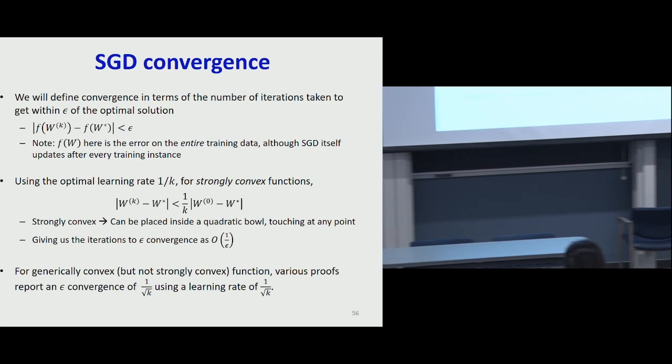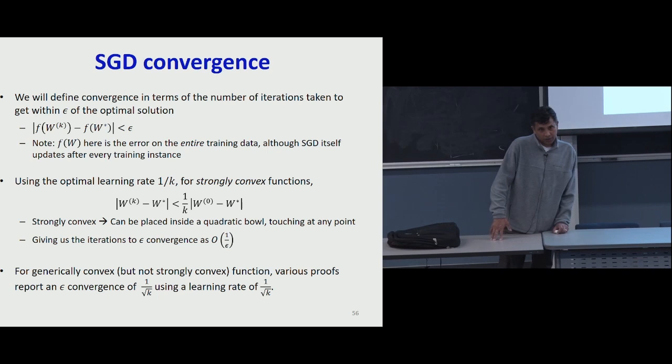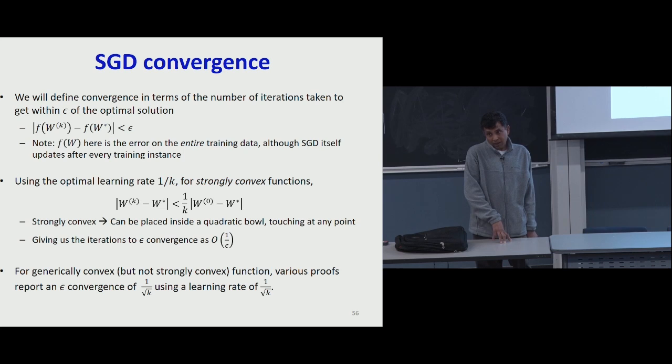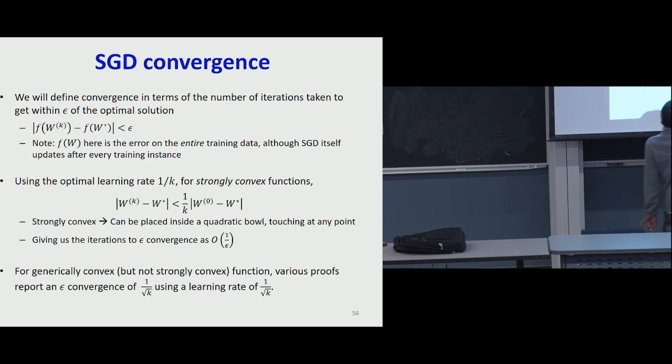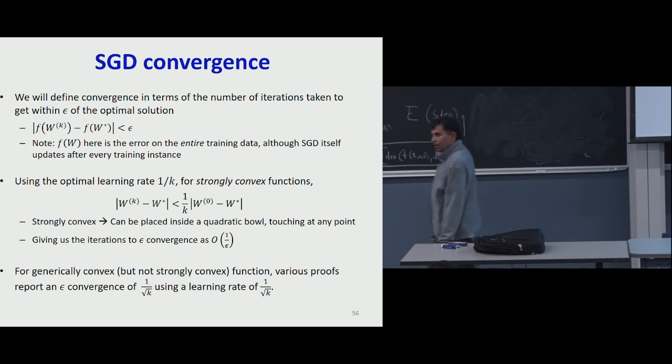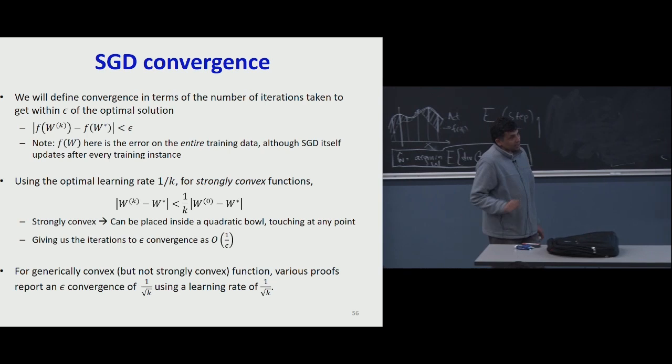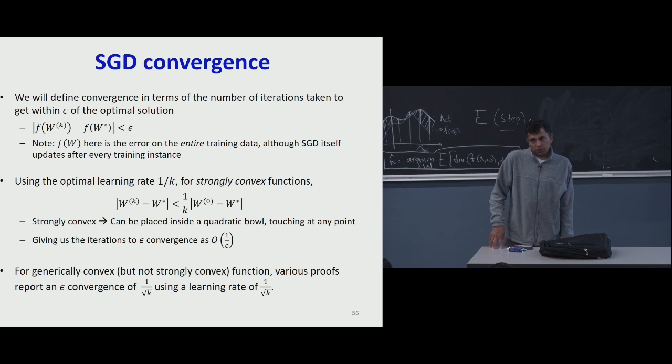But this is actually very slow convergence, if you think about it. Now, this is for strongly convex functions. If you have generically convex functions, but they're not strongly convex, then it turns out that you need a learning rate of 1 over square root of k, and the convergence rate is only 1 over square root of k. But there's something to remember: in any single pass through the data, you're actually making t updates. Here k is the number of updates, not the number of passes through the data.